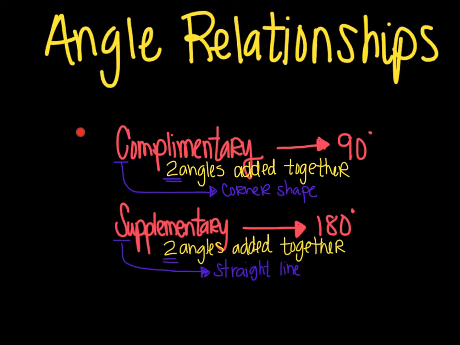The first one is complementary, and that is when two angles add together to make 90 degrees, or we said their shape can look like a corner. The second type of angle relationship we spoke of is supplementary. That's when two angles equal 180 degrees, or their shape would make a straight line.